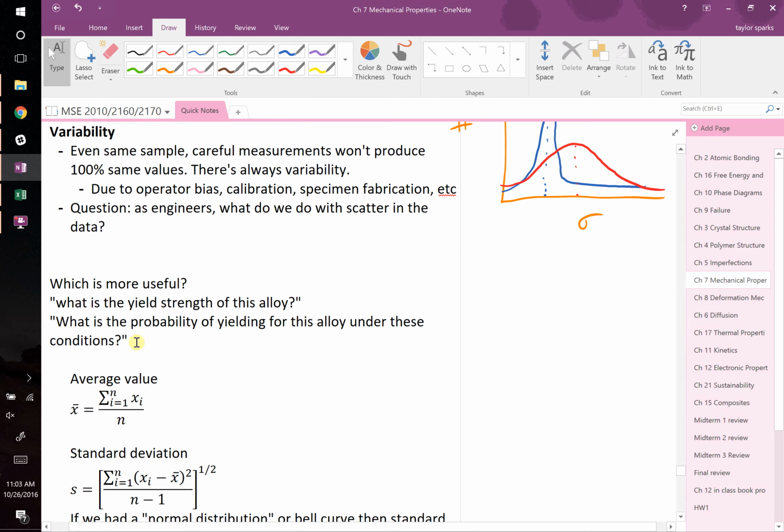Instead of the first one, what if we did this? What is the probability of yielding for this alloy under these conditions? Which one of these is more useful? Definitely the second, right? Because now it's probability. Now we can say for some applications, maybe 10% failure or 10% yielding is acceptable, but maybe you need to have 1 in 10 million fail or yield, right? So this is much better because now it's talking about probabilities.